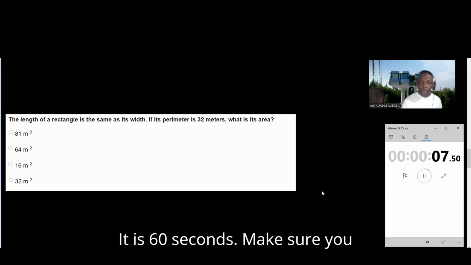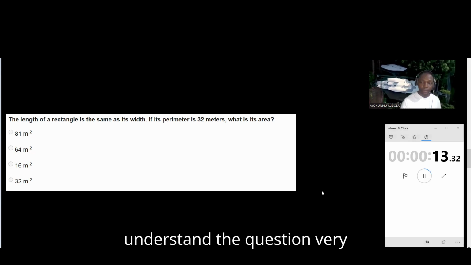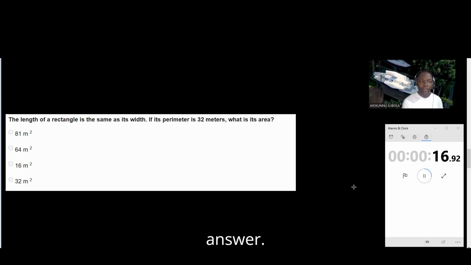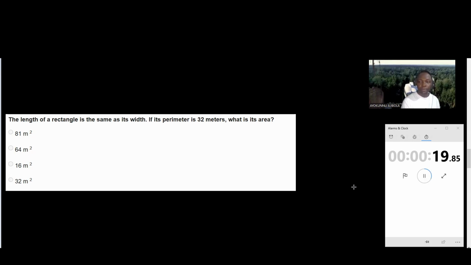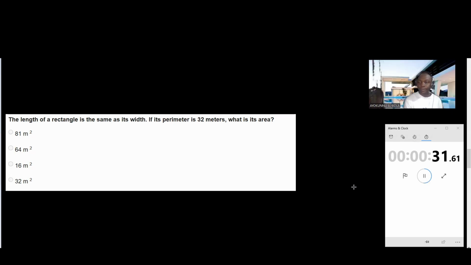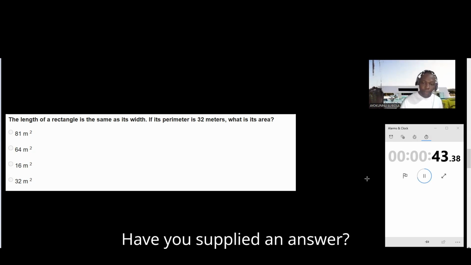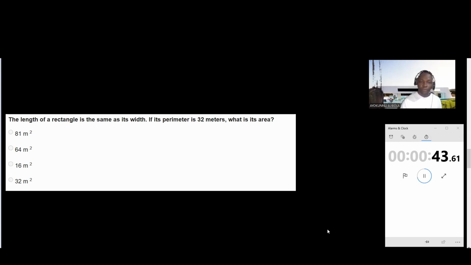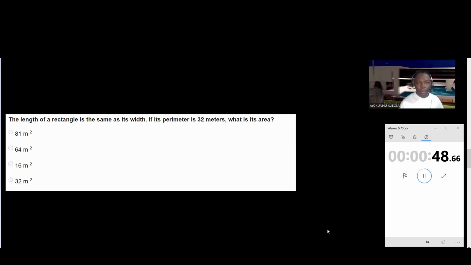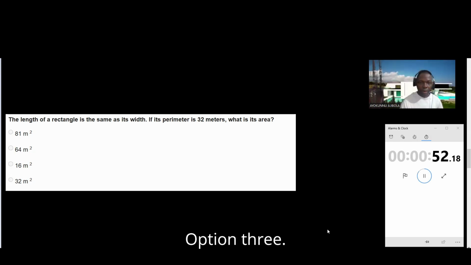It is 60 seconds. Make sure you understand the question very well, and make sure you supply the answer. 40 seconds more. Time's going. 30 seconds more. Have you supplied an answer? You said option 3. Option 3.